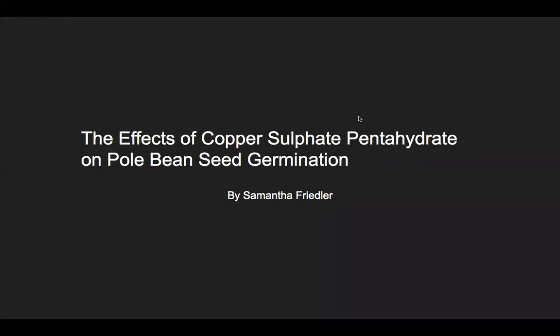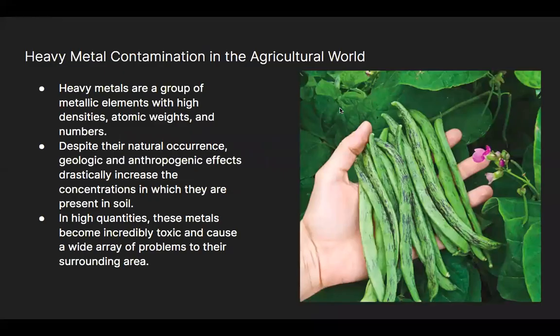Hi, I am Samantha Friedler, and the experiment that I conducted is titled The Effects of Copper Sulfate Pentahydrate on Pole Bean Seed Germination. Heavy metals are a group of metallic elements with high densities, atomic weights, and numbers. They are found throughout Earth's crust and are naturally present in soil. Examples of these elements include mercury, copper, and arsenic.